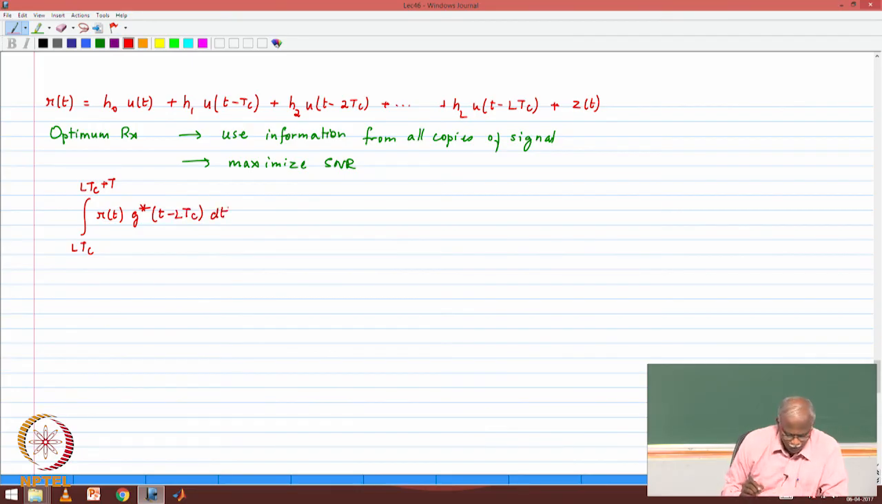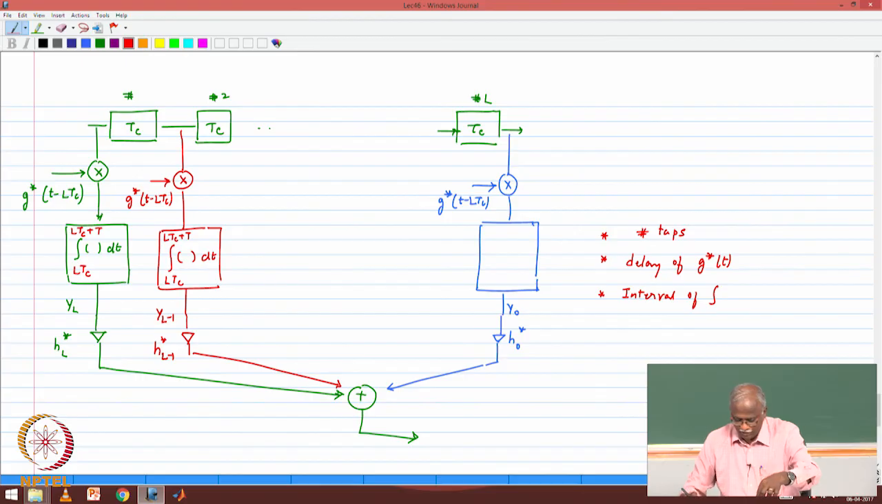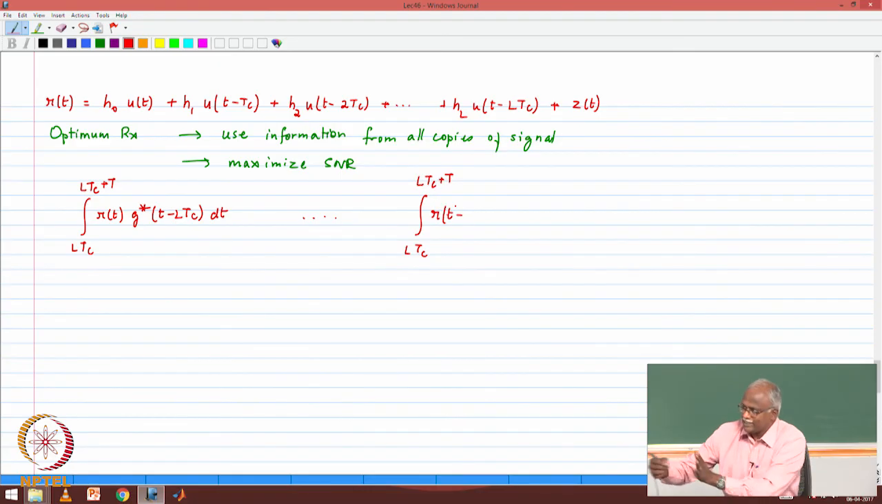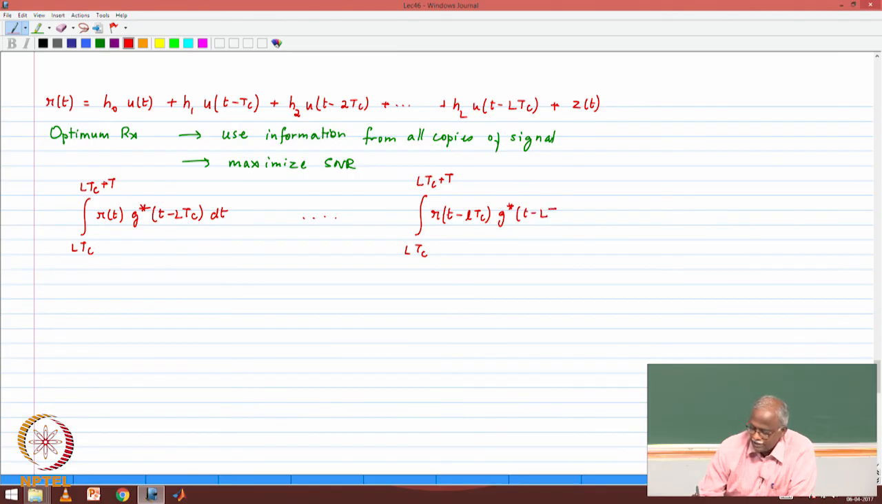Am I correct? Okay. And if you go down the order, the reason it was R of t is because there were no delays. If I go further down in the delay chain, that means the dot dot dot says along the delay chain, you will get terms of the following: from LTC to LTC plus T. It will no longer be R of t, but it will be R of t delayed by some multiple of Tc, LTC. But the rest of the expression is the same, g star of t minus LTC dt, and L equals 1 all the way to uppercase L.